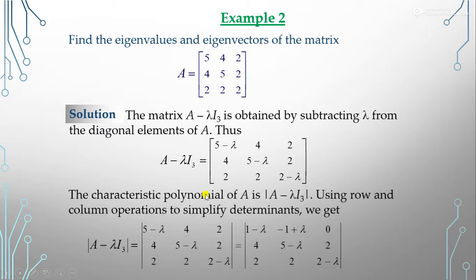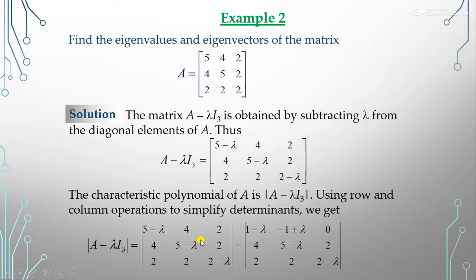Now for the characteristic polynomial, we take the determinant of A minus lambda I. So how do we solve this determinant? You can solve it any way, it depends on you. You can directly expand along any row or any column, or you can use row operations or column operations to reduce it and solve this determinant.